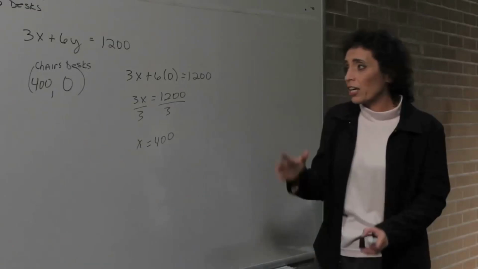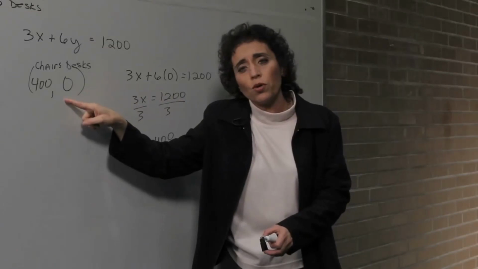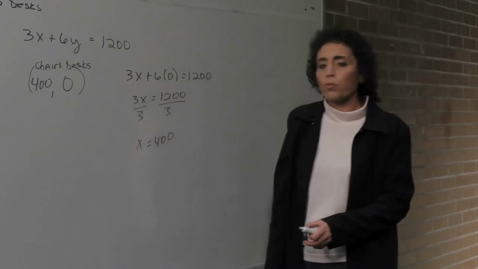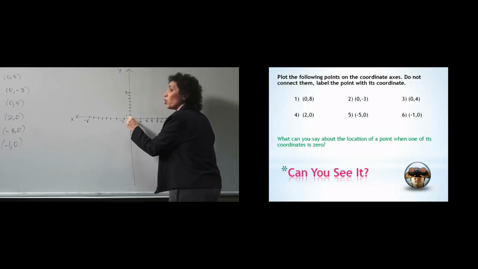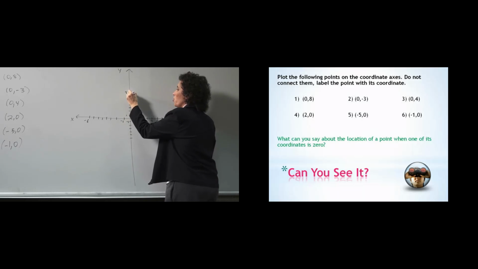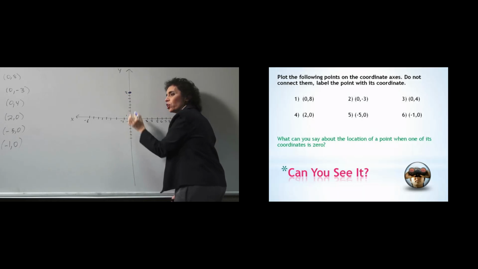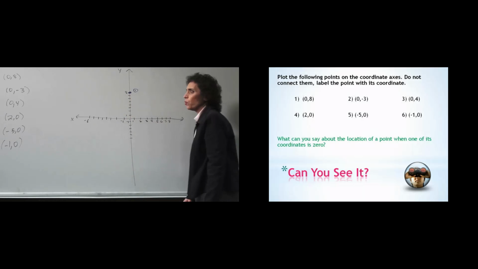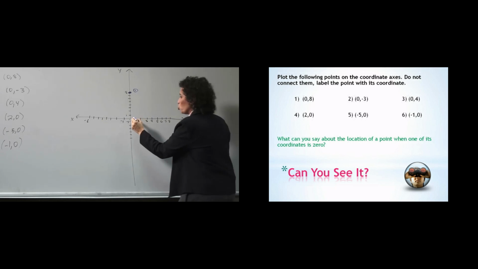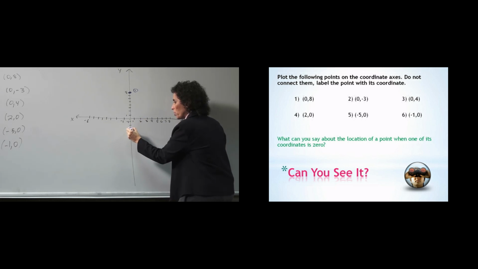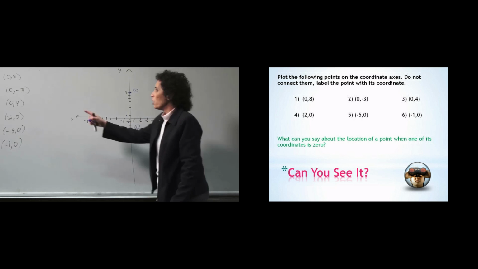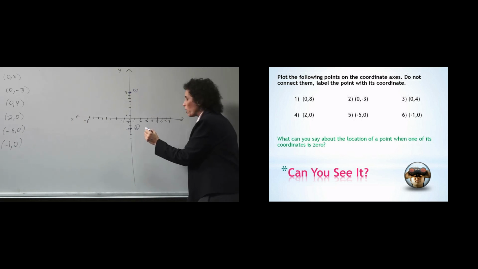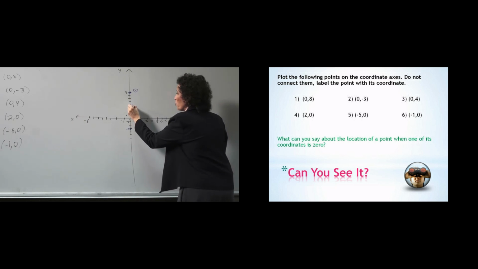So let's take a closer look at why we cared about this. Let's look at the next group of questions. The first thing I want to graph is (0, 8): 0 on X, 8 on Y. I'll label that number 1. Number 2 is (0, -3). There's your negative 3. Number 3 is (0, 4): 0 on X, 4 on Y.